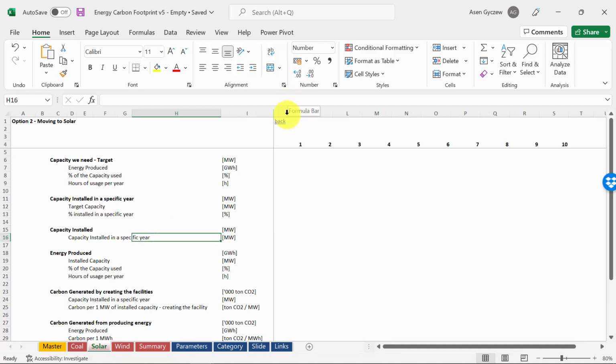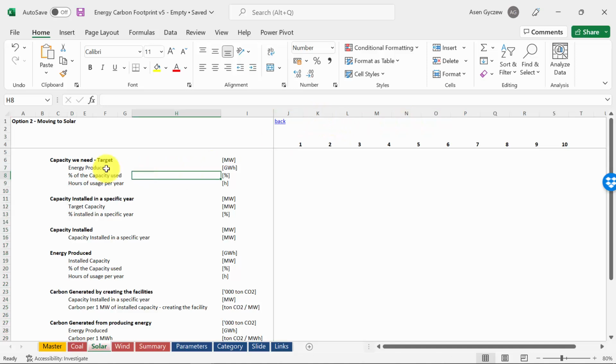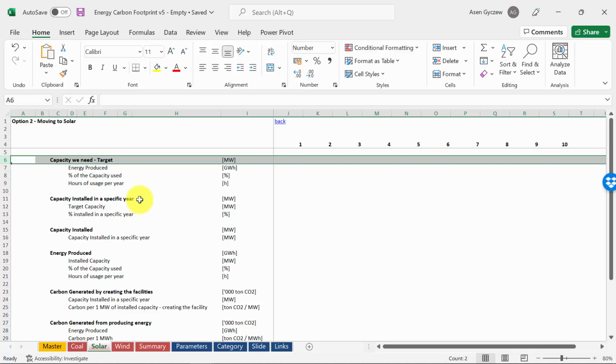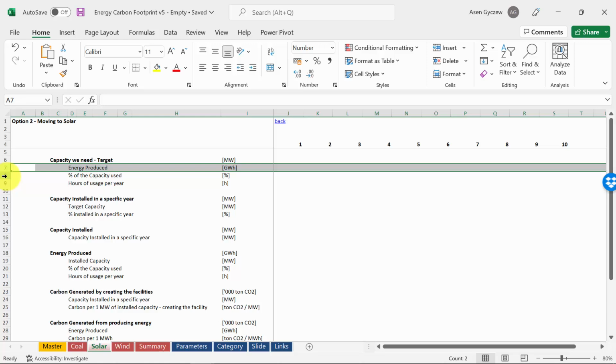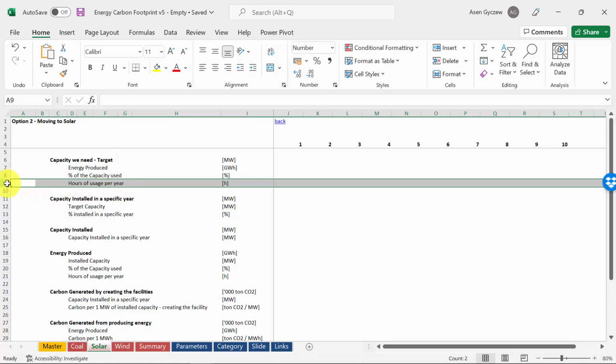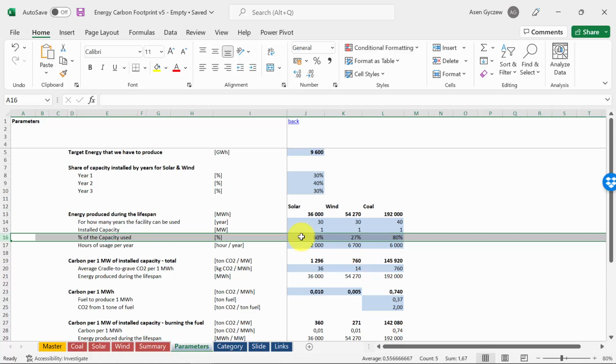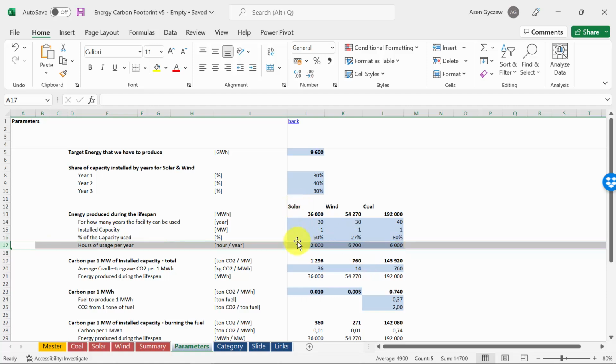In this model, we look at 10 different years, where every column is a different year. And we have to first decide how big should be the power plant that we want to build. To do that, we will look at the energy produced, so how much we have to produce, to what extent the capacity is used, and hours of usage per year of a specific power plant. You can find data on that in the sheet parameters. So if we look at how much energy we have to consume, it's almost 10,000 gigawatts. The percentage of the capacity used, it's 60%. And so, for example, for the solar, you use this power plant for 2,000 hours per year.